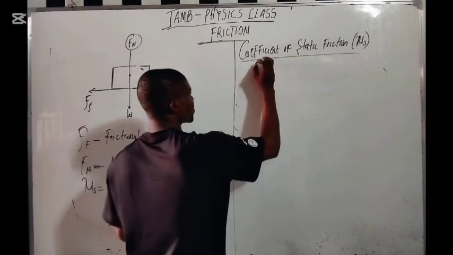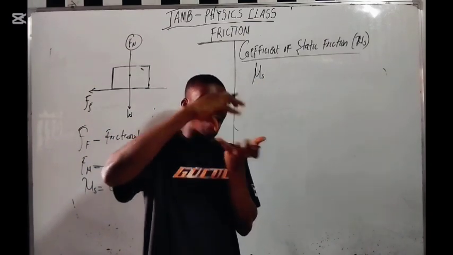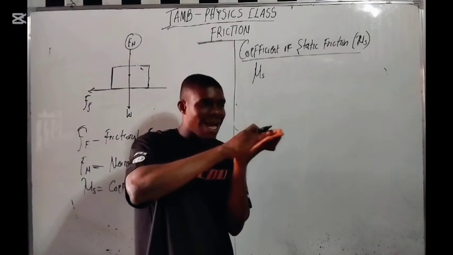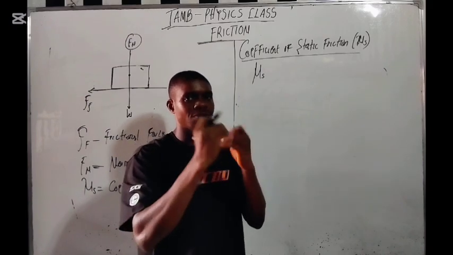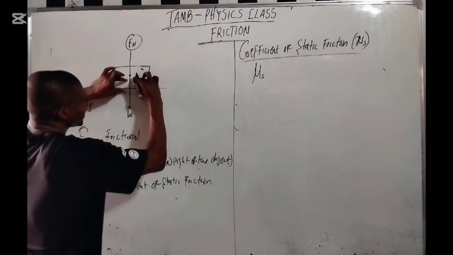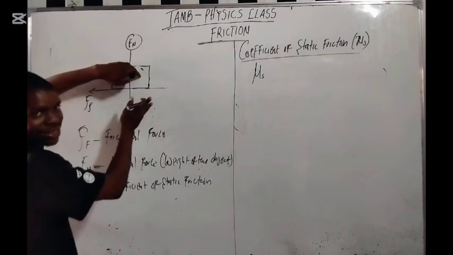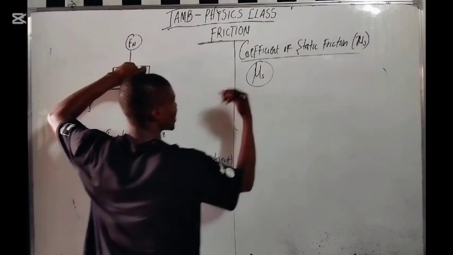The coefficient of static friction represents how sticky two objects are when they are at rest. Just like this here, how sticky they are when they are in contact with each other when they are at rest. That's called coefficient of static friction.